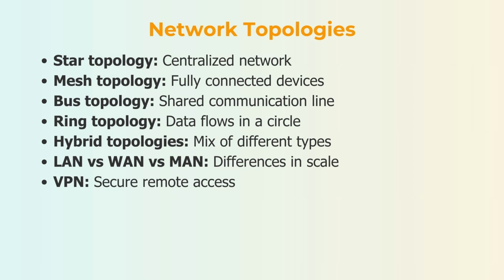Bus topology uses a single communication line for all devices to share, while ring topology forms a closed loop where data passes from one device to the next. You'll also need to know about hybrid topologies, which can combine different types of network layouts. LANs, local area networks, WANs, wide area networks, and MANs, metropolitan area networks, describe networks on different scales. VPNs, virtual private networks, are important for securing remote access to a network, especially for remote workers.